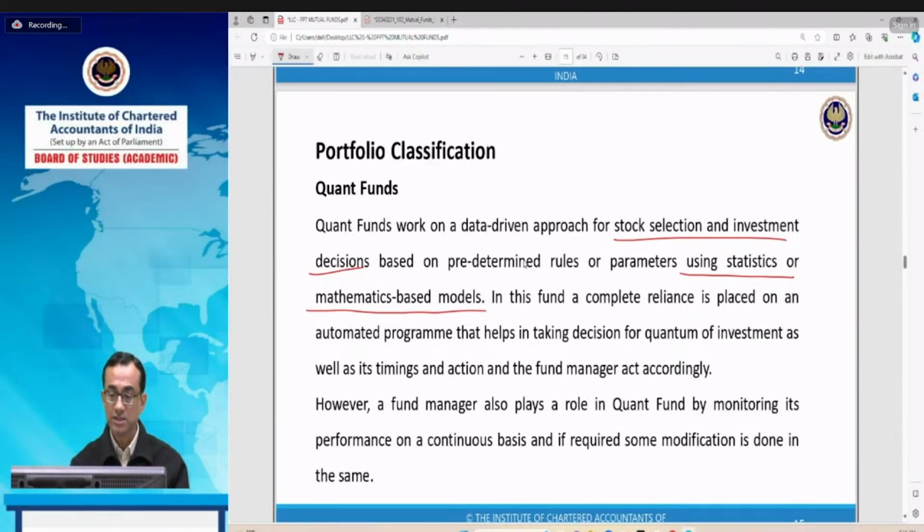So in this case, the role of the fund manager is not much. The fund manager is more or less passive. In most quant funds, the expenses are less because of the passiveness of the mutual fund manager. Why is the mutual fund manager passive? Because the decision is already taken by using the statistics or mathematical models.